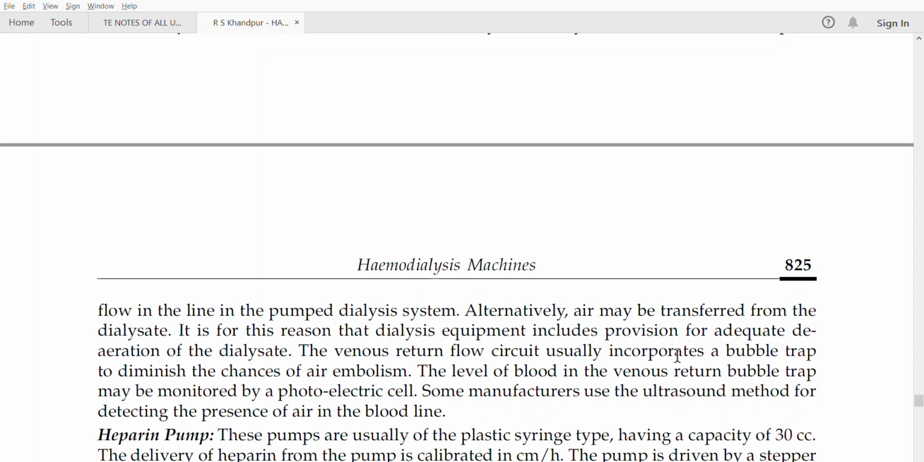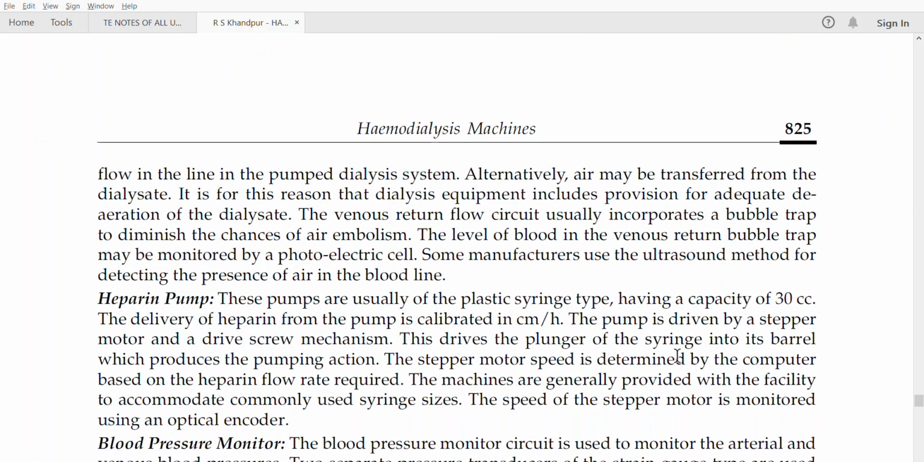Blood in the venous return bubble trap may be monitored with a photoelectric cell. Some systems use ultrasound methods to detect the presence of an air bubble, because an air bubble will result in a difference in the light through the photoelectric cell, and the ultrasound system can also differentiate a bubble from normally flowing liquid. Then there is a pump for pumping the anticoagulant into the blood to avoid clotting.